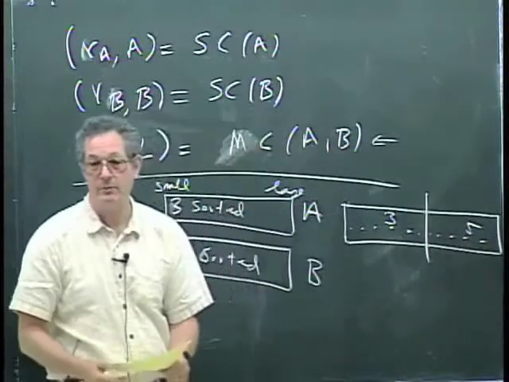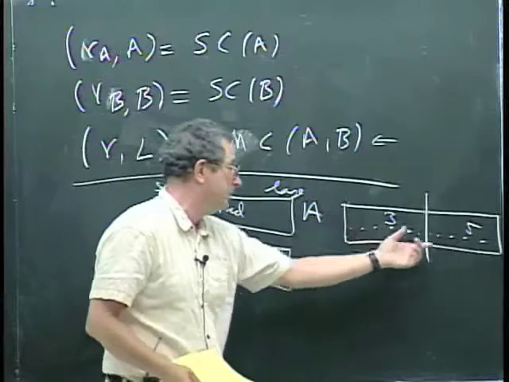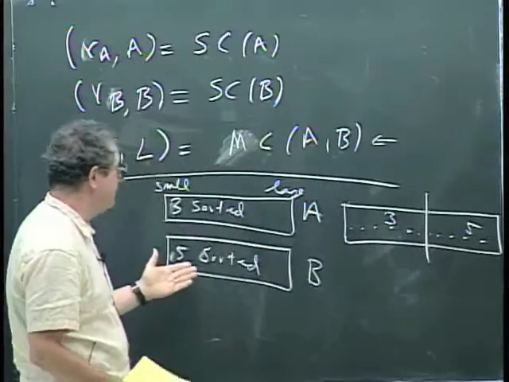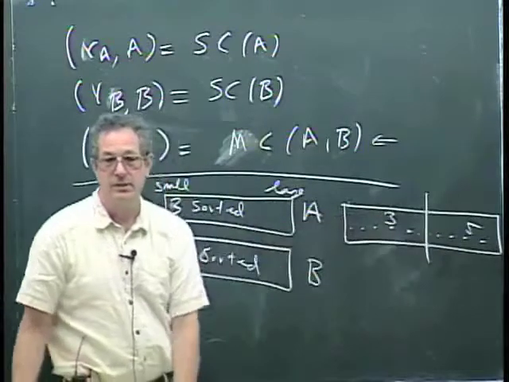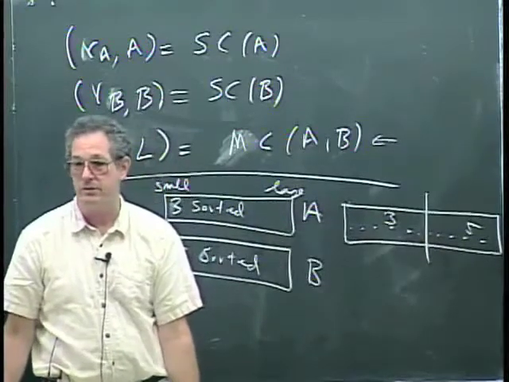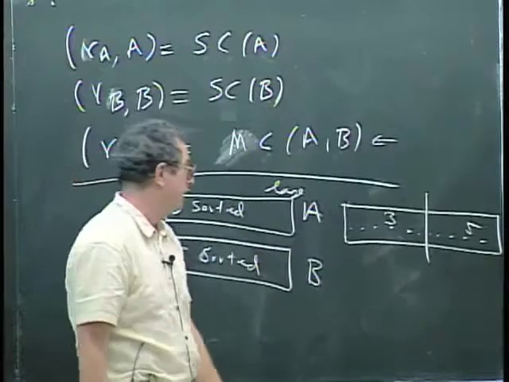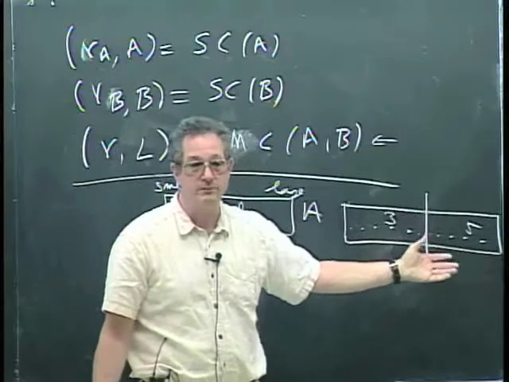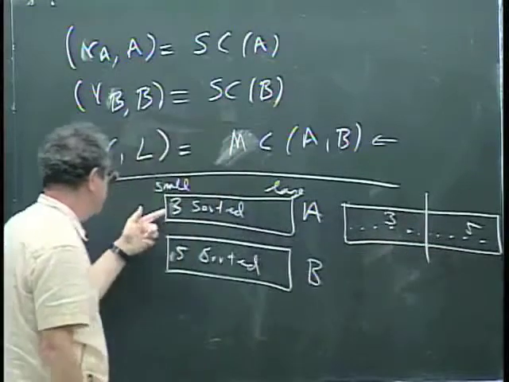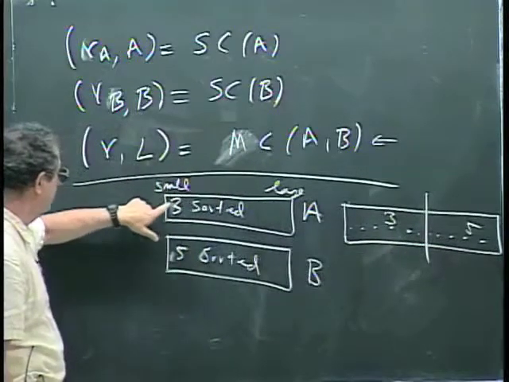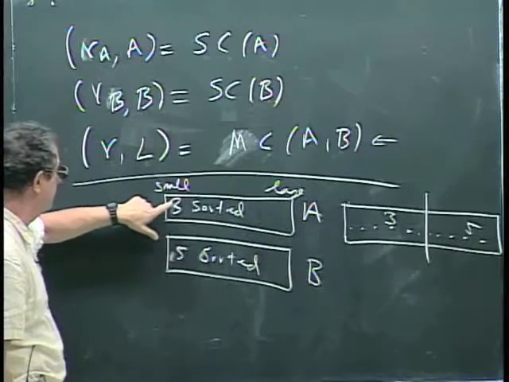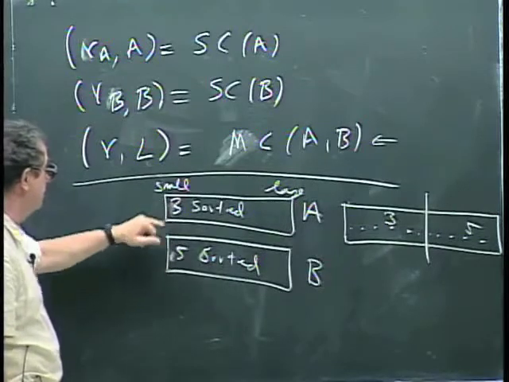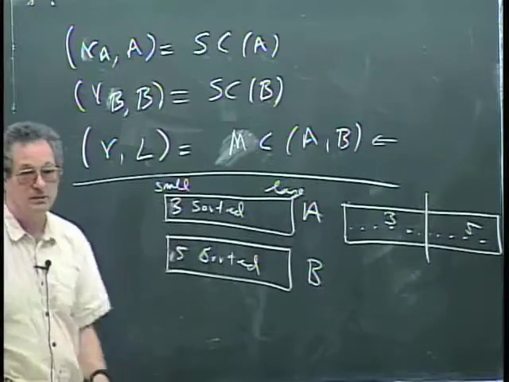We don't know exactly where they were, but we do know that 3 was somewhere here and 5 was somewhere there. So are 3 and 5 in the original list an inversion or not? It's not an inversion. It doesn't matter where 3 was here, it doesn't matter where 5 was there. This is not an inversion. If you ever see, when comparing between A and B, that the smallest one is in A, then that's not an inversion.